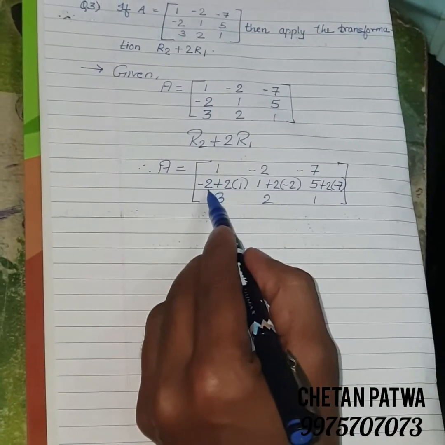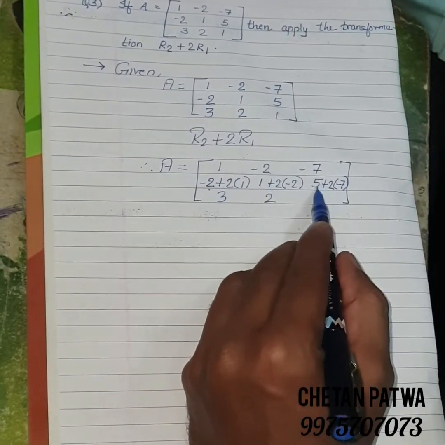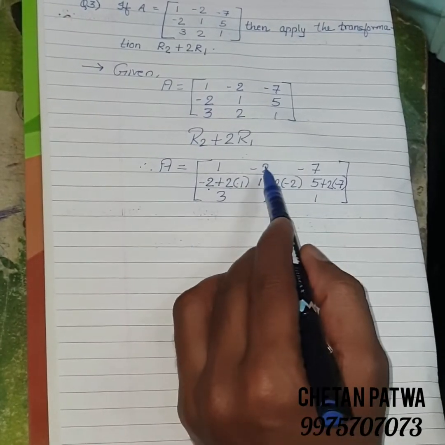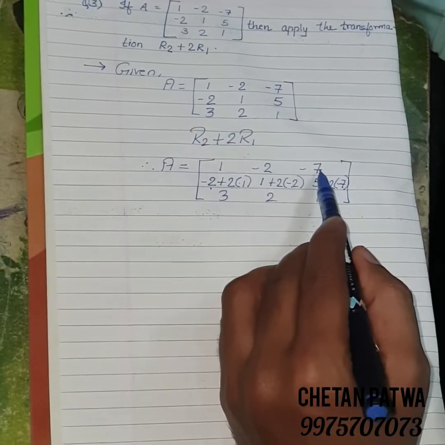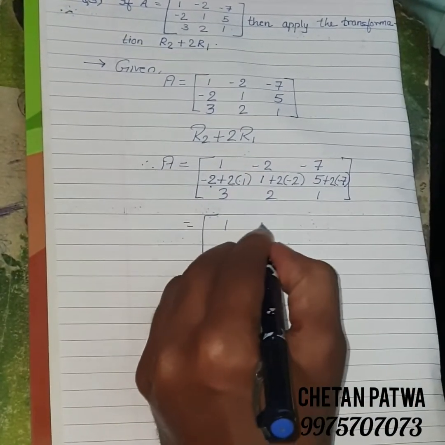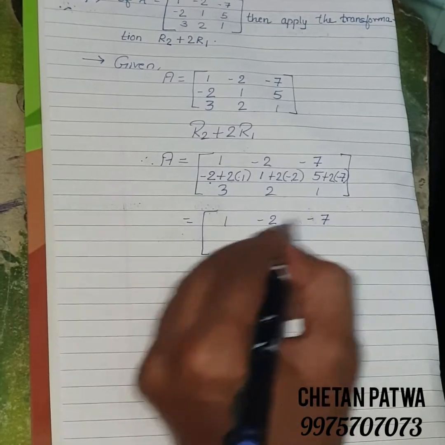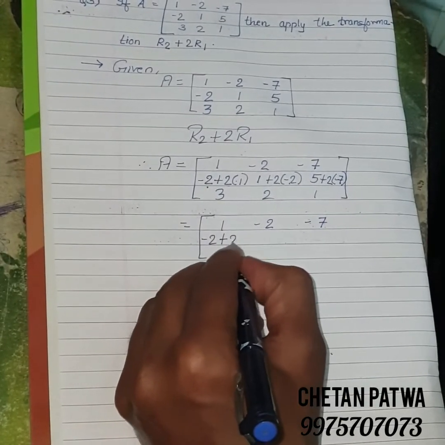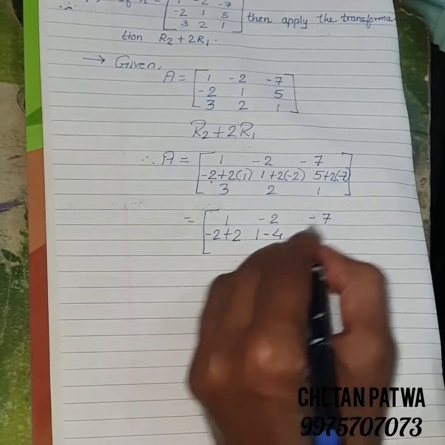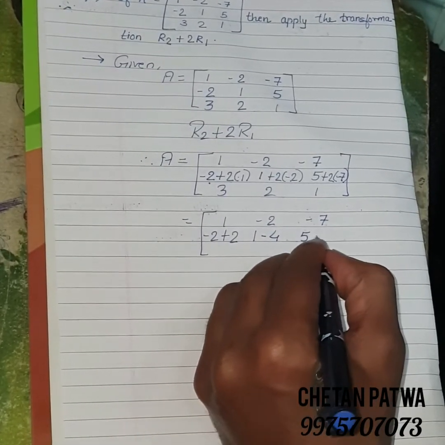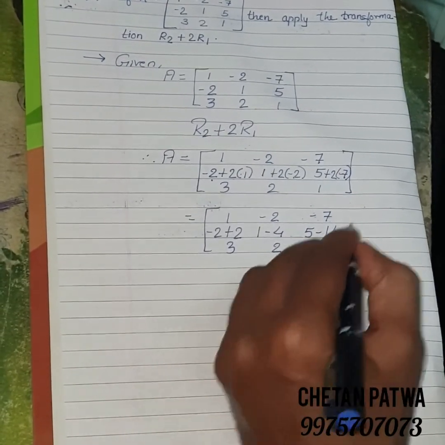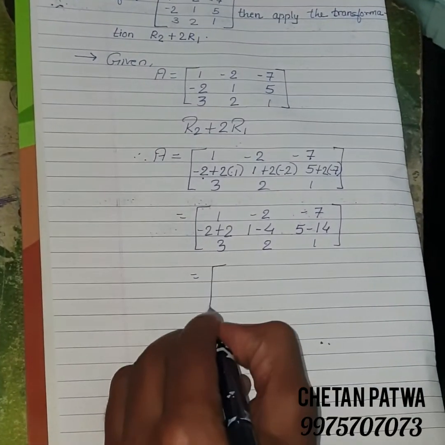So what we have done? R2: minus 2, 1 and 5, plus 2R1. 2 times the elements from R1: first 1, second element minus 2, third element minus 7. That is equal to 1, minus 2, minus 7. Minus 2 plus 2 ones are 2. 1 plus minus 2 twos are 4. 5 plus minus 2 sevens are 14. 3, 2, 1. Let's write down the final answer.